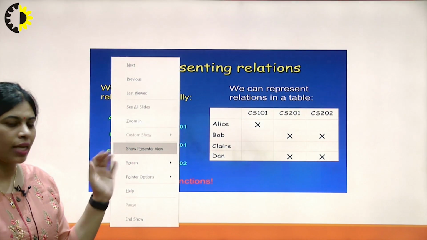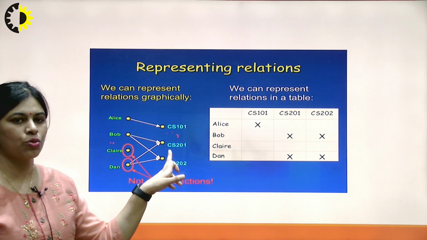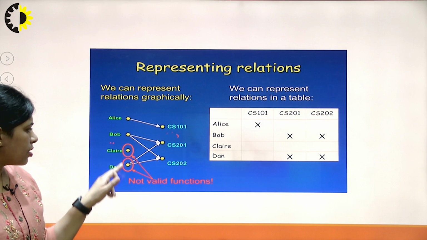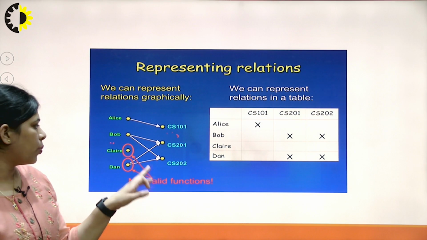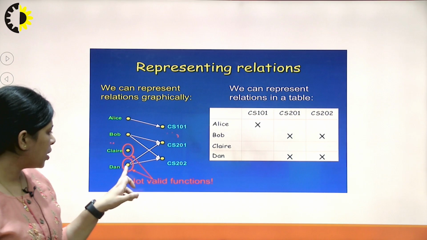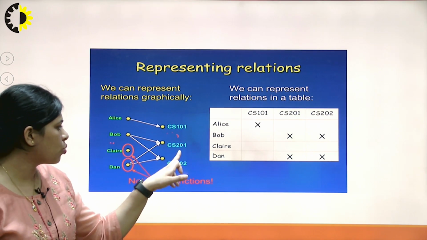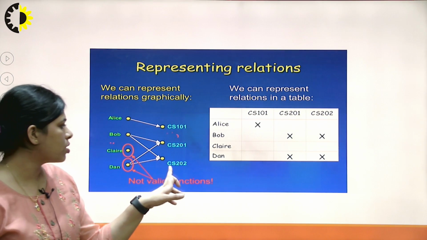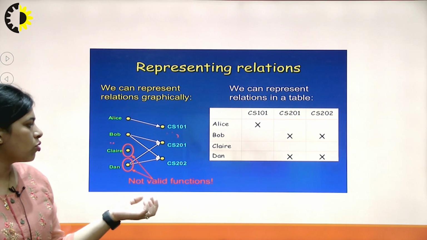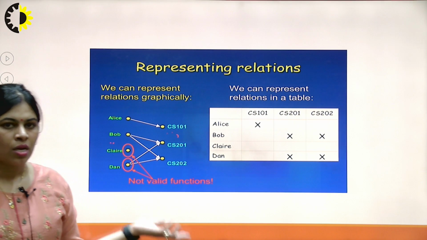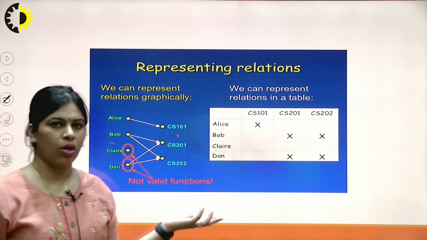An element of set A is ordered pair with CS201, and Dan is relatable with CS21 also and Dan is relatable with CS2 also. So it is not a valid function, because only one element should be related one time.